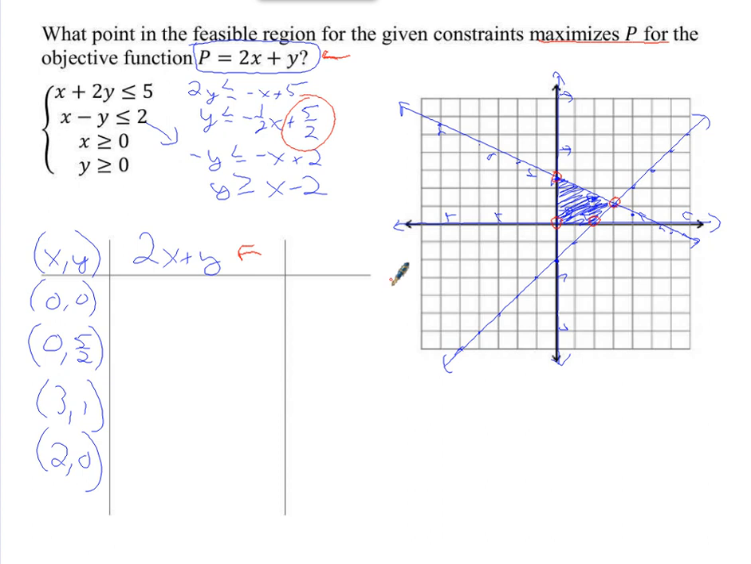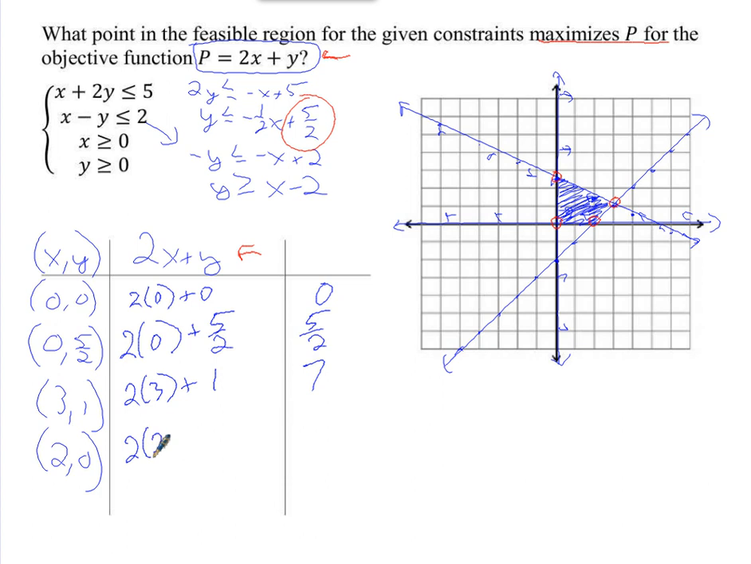So we plug 0 in. It'll be 2 times 0 plus 0. Well, that's just 0. We plug in the next ordered pair, 2 times 0 plus y, which is 5 halves. Well, that gives me 5 halves. And then 2 times 3 plus 1. 2 times 3 is 6. 6 plus 1 is 7. And then we have 2 times the x-coordinate, which is 2, plus 0, which gives me 4.